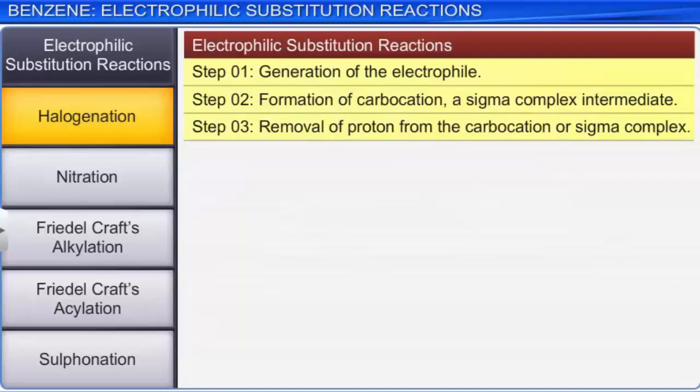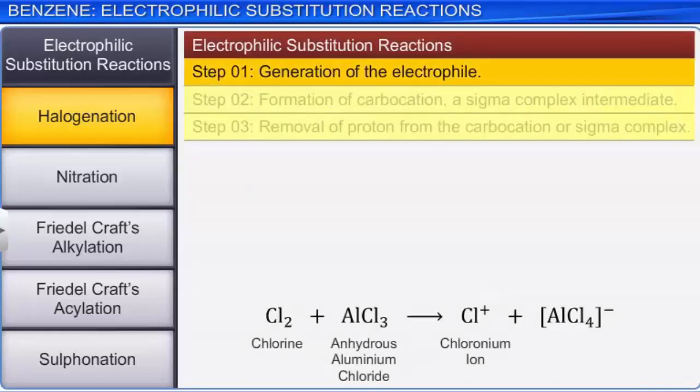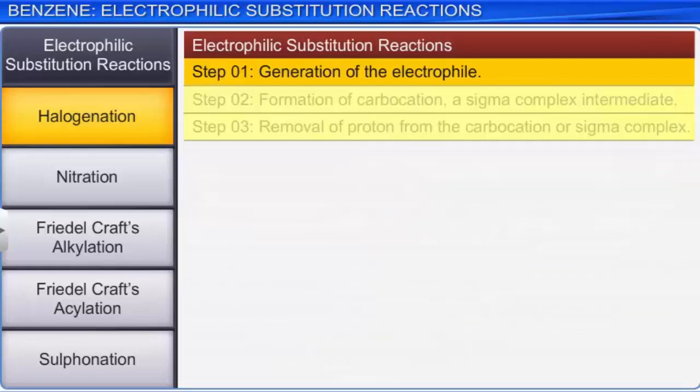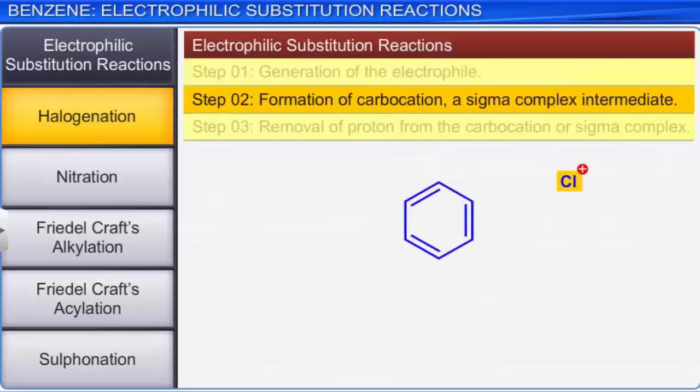First, an electrophile, that is, chloronium ion in this case, is generated when anhydrous aluminium chloride combines with the attacking reagent chlorine, as shown here. In the second step, chloronium ion attacks the pi electron cloud of benzene ring and forms the less stable intermediate called sigma complex or arenium ion. The sigma complex, which is stabilized by resonance, is shown here.